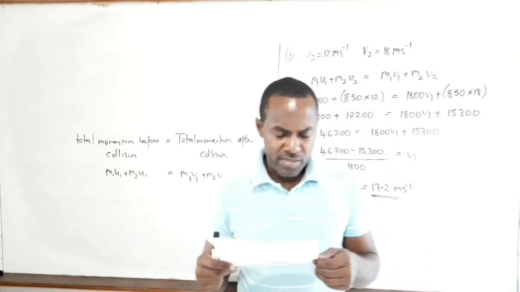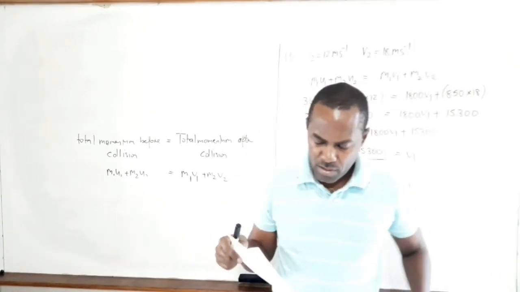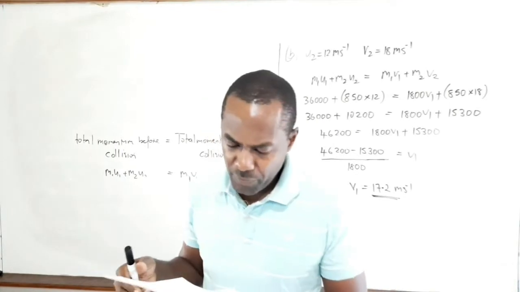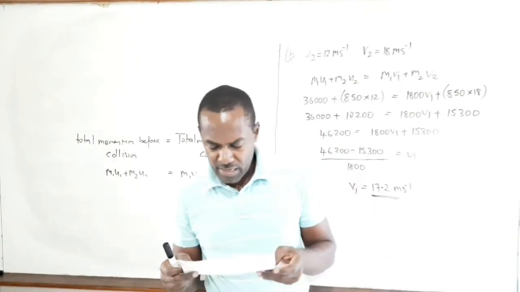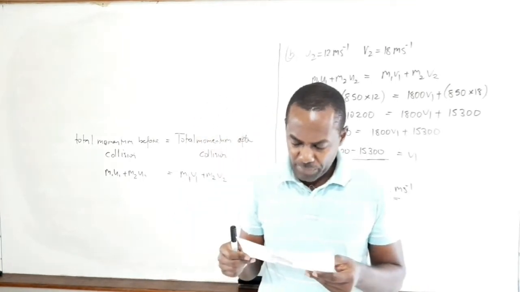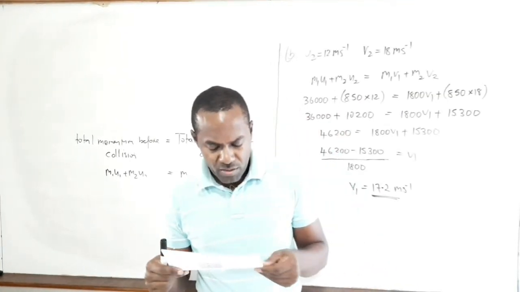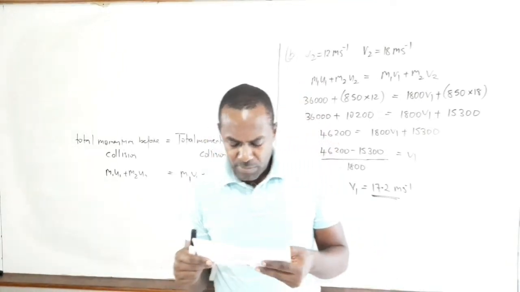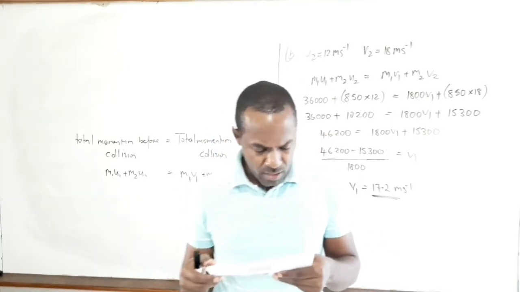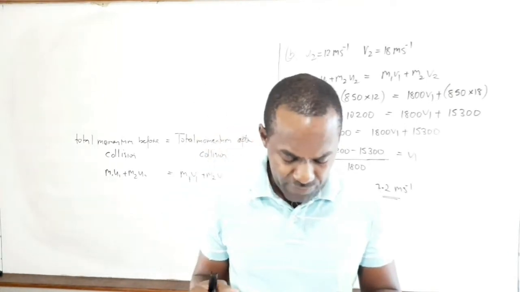Now question 2 says a railway truck A of mass 2 times 10 to the 4 kilograms traveling at 1 meters per second collides with a second truck B of mass 1 times 10 to the 4 kilograms moving in the opposite direction at 0.5 meters per second. If the trucks couple automatically on impact, calculate the common velocity with which they move after impact.